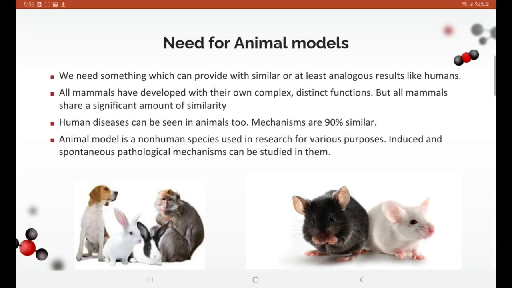Thus, animal models are a non-human species which is used for research purposes. Natural, spontaneous, and induced, all types of pathological mechanisms can be studied in them. Most of the scientific breakthroughs were possible due to animal models. Millions of lives are saved every day thanks to all the testing and experiments done on animal models.